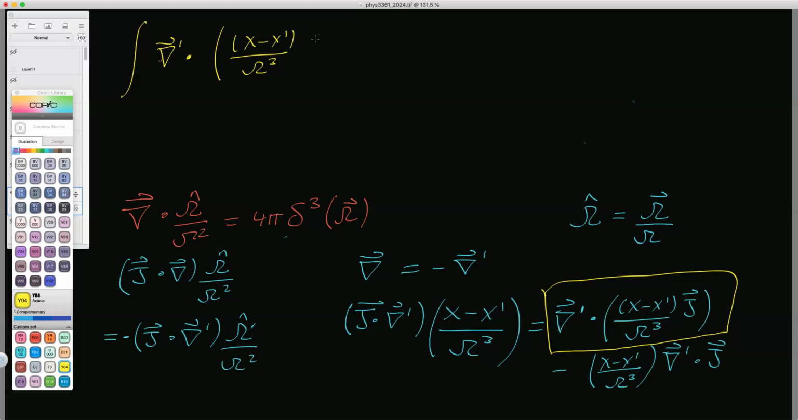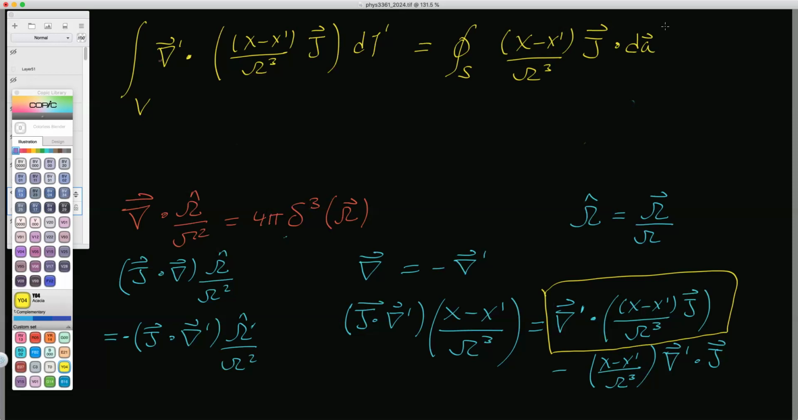Oops, I should put this like this, J. Okay. And now, this is a divergence, so I can use the divergence theorem. This is over a volume, so I have a surface integral now of just (x minus x prime) over omega cubed, J dot dA.